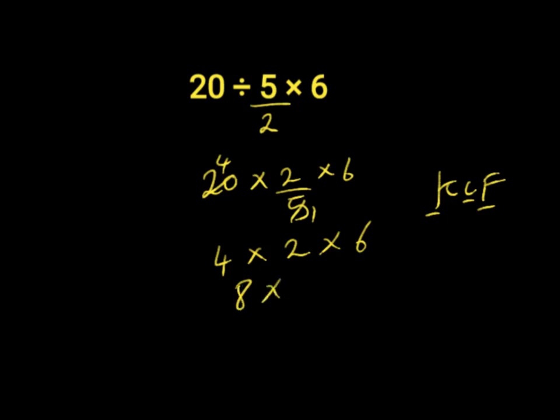Then we have 8 times 6. 8 times 6 is equal to 48. 48 is the right answer to this question.